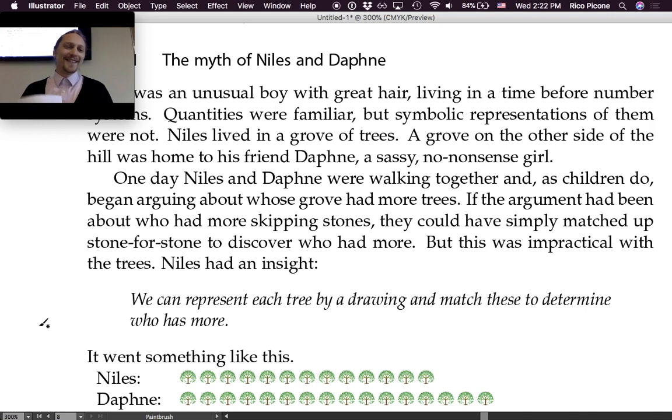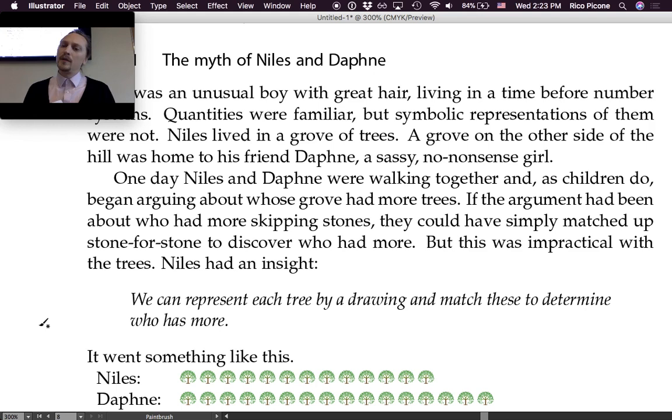So one day, Niles and Daphne were walking together and, as children do, began arguing about whose grove had more trees. If the argument had been about who had more skipping stones, they could have simply matched up stone for stone to discover who had more. But this was impractical with trees.